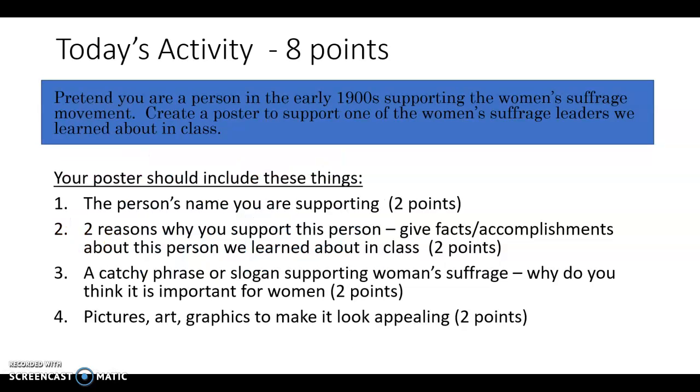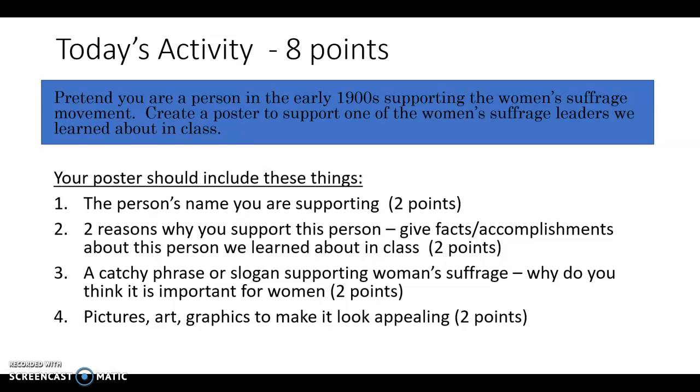Okay, so we've been learning about women's suffrage in class the last couple days. So today's activity is going to be about that. So follow along. Today's activity is worth 8 points. Here's what you're going to be doing. Pretend you are a person in the early 1900s supporting the women's suffrage movement. Create a poster to support one of the women's suffrage leaders we have learned about in class.